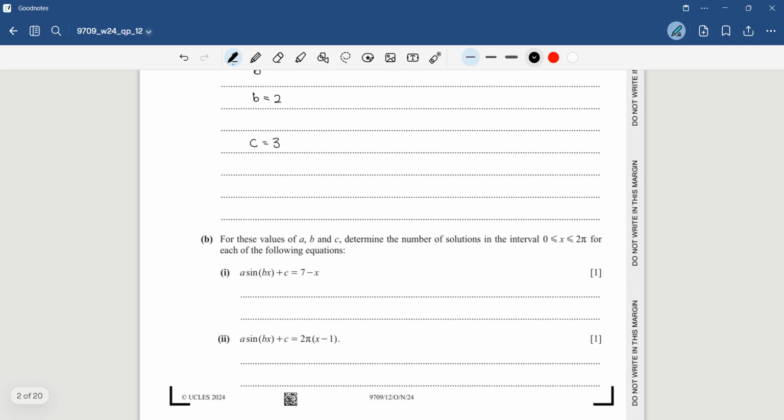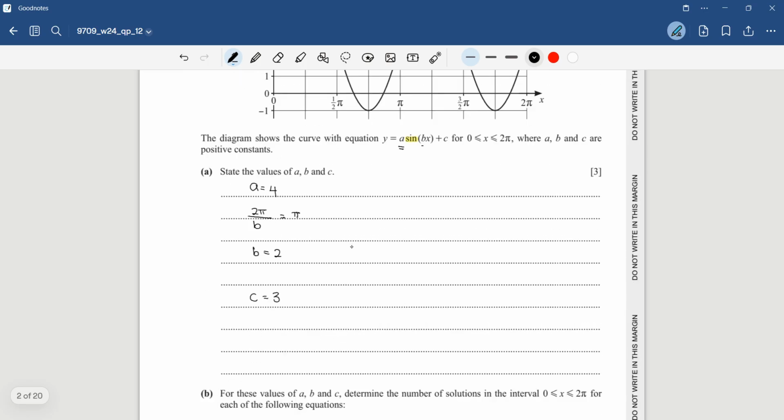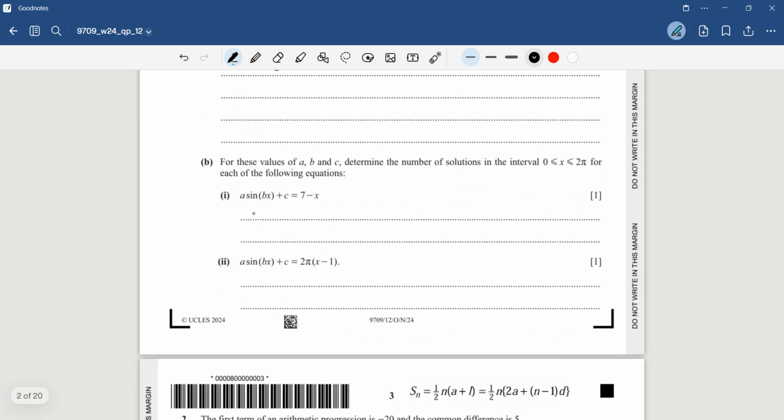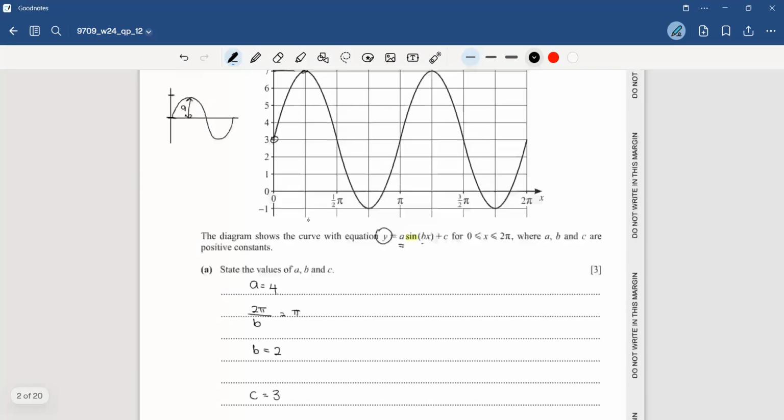1b. For this a, b, c, determine the number of solutions in the interval of 0 to 2 pi for each case of the equation. Here is given a sine bx plus c equal to 7 minus x. Just now we can see this one is equal to y, so we make this equation y equivalent to 7 minus x. So it is a linear graph. When x equal to 0, y equal to 7.